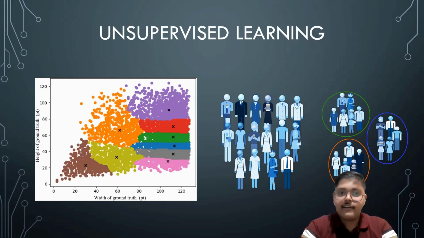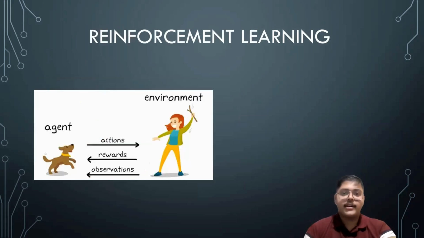So what we did here, we did not know what the output was, but we divided them based on their characteristics. So this is unsupervised learning. Okay. Then comes our third type, which is reinforcement learning.